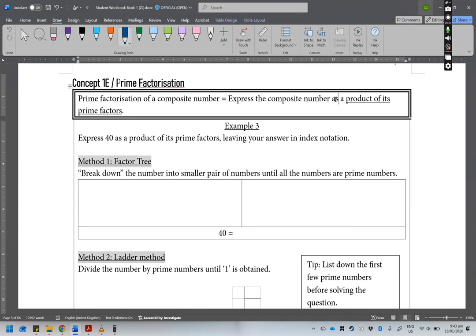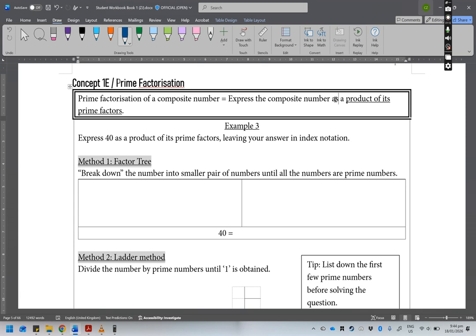So then why do we want to know this? Number one, it helps us to find the HCF and LCM, highest common factor and lowest common multiple, which we'll be learning about later on. Next, it also helps us to determine whether a number is a perfect square, perfect cube, or a power of a prime. So it is a systematic way to analyze and work with numbers.